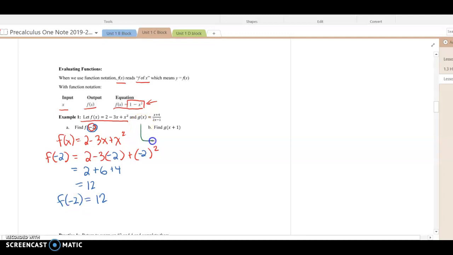1b. 1b says we're going to find g of x plus 1. Now the rule for g is different. g says you take x plus 4, divide by 2 times x minus 1. So we're going to do g of something. And remember, the rule for g says you take something, which is our x, plus 4, divided by 2 times something minus 1. Those parentheses are determined by where x is in the function.